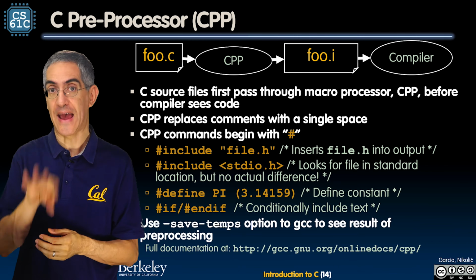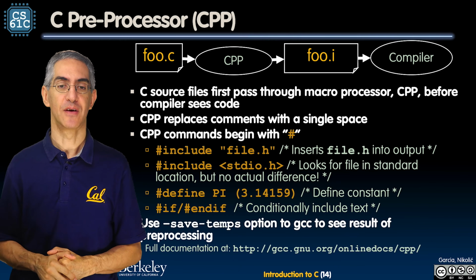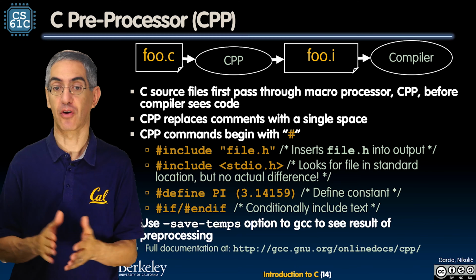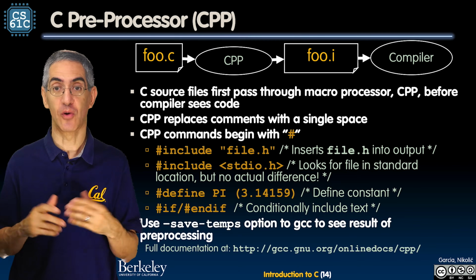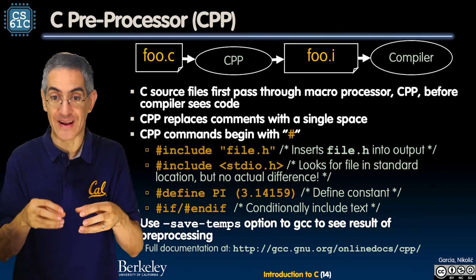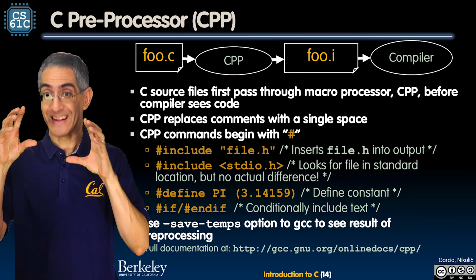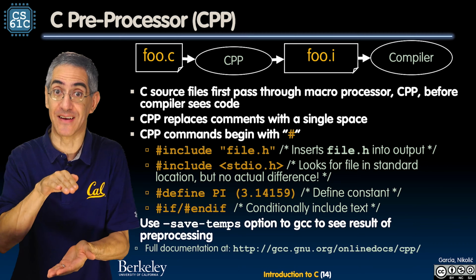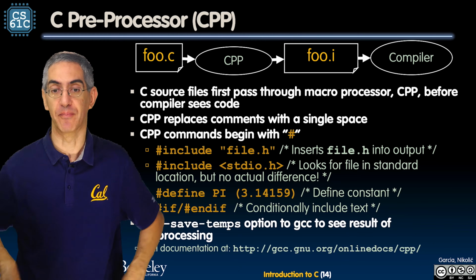Anything that starts with a hashtag, a pound sign, is a C preprocessor command. So #include is the way that you include a header file, and it actually grabs the header and drops it right in. It doesn't just point a link to it, it's not a reference to it. It literally grabs the .h file and puts it into the .i file. It actually just inserts it in.